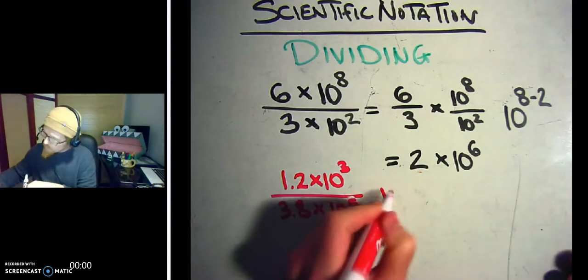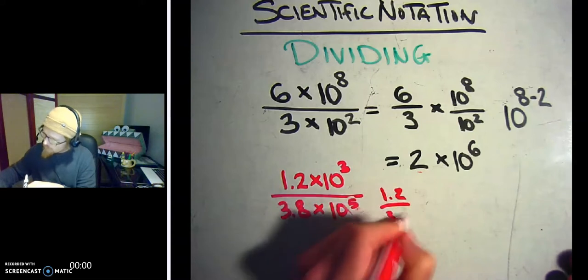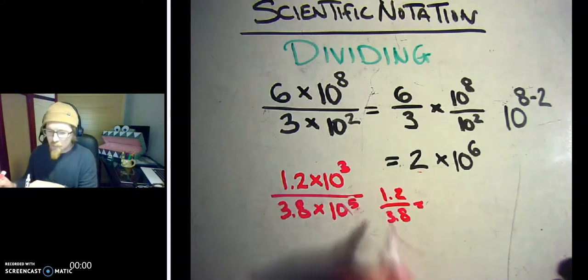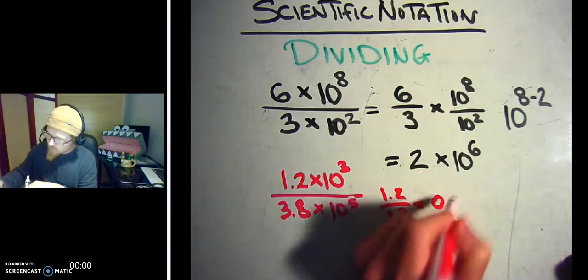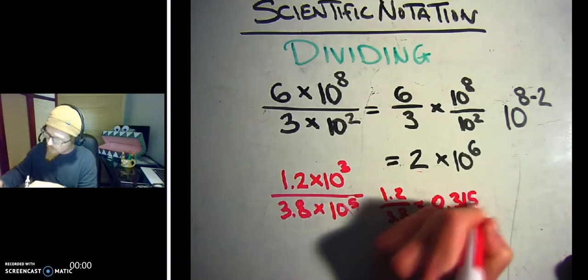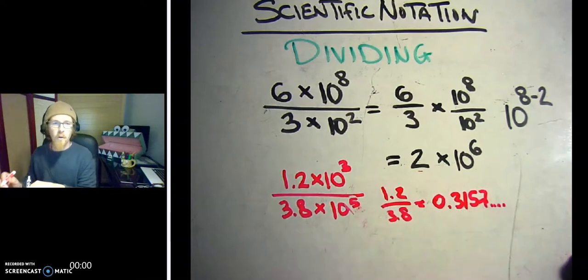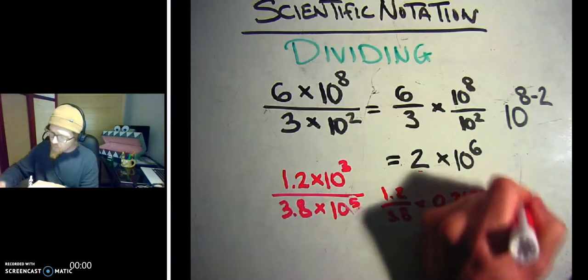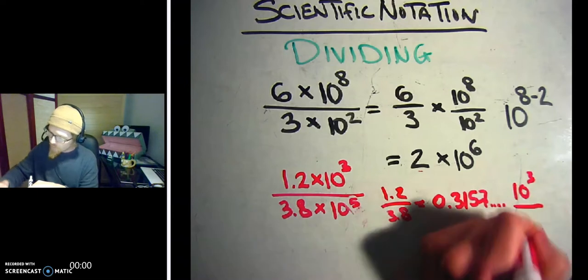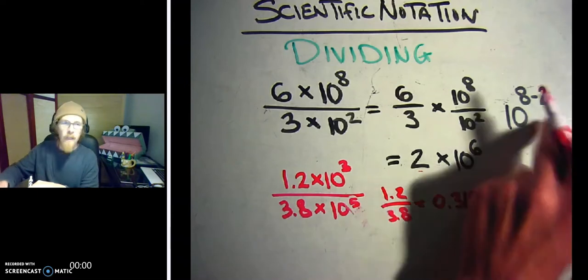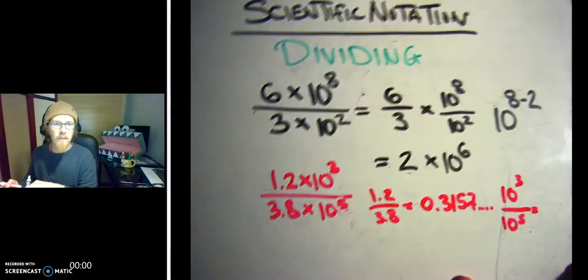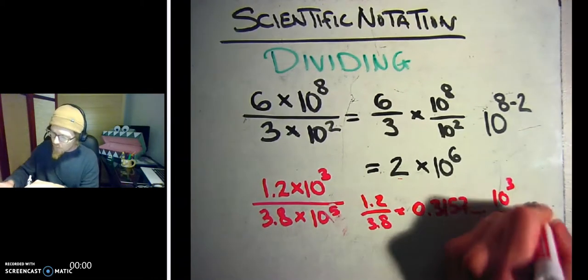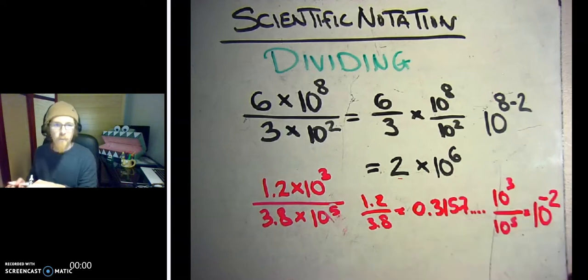We get 1.2 divided by 3.8, and just to skip this division, this is equal to 0.3157, and the number keeps going. It's an irrational number, but I'm just going to cut it off at 4 decimal places. Then my power of 10 is 10 to the 3rd divided by 10 to the 5th, and using that same rule that we used above, we can subtract these exponents, and I end up with 10 to the negative 2 power. 3 minus 5 is negative 2.